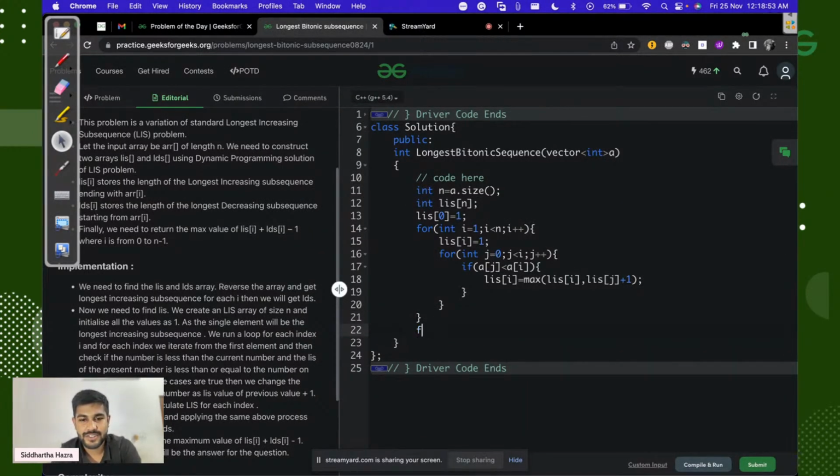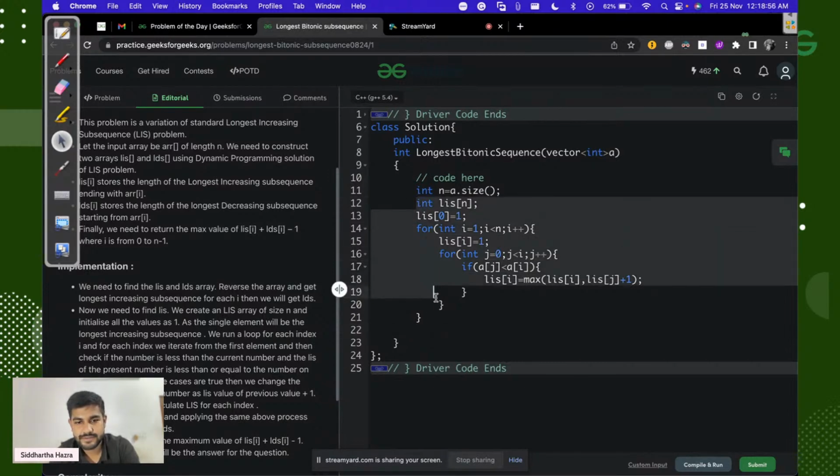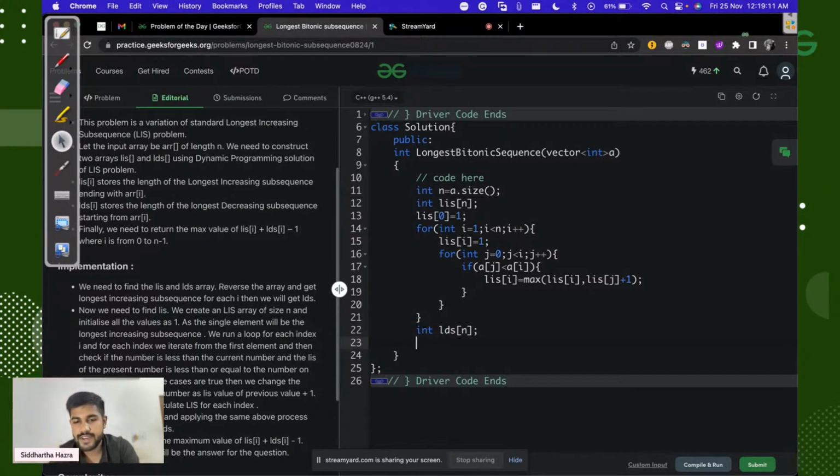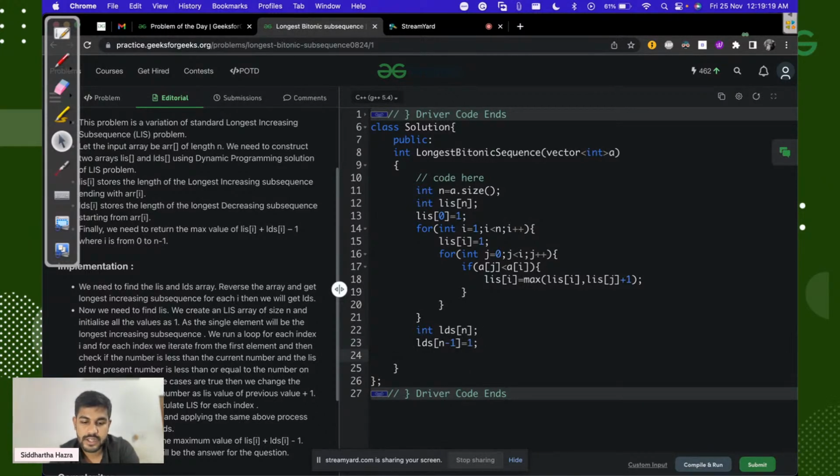Okay, so we would do the same thing. Like int longest decreasing subsequence of size n, and the last value would be 1. Longest decreasing subsequence of n minus 1 is equal to 1. And then we would start from n minus 2. So we would start from the back. So int i = n - 2; i >= 0; i--.